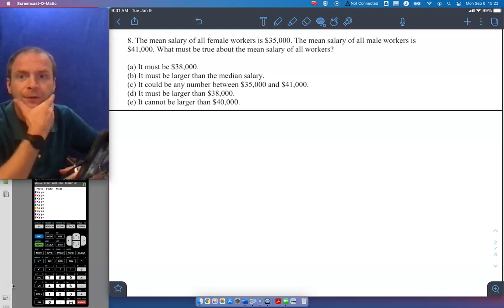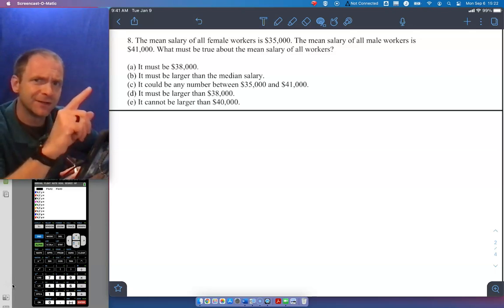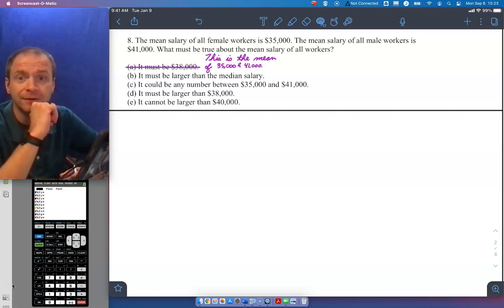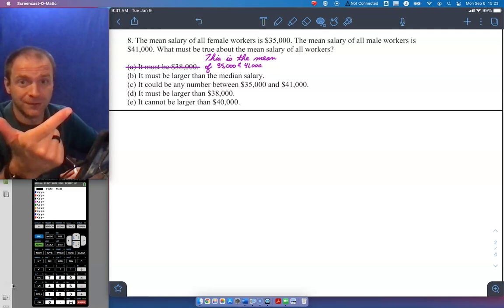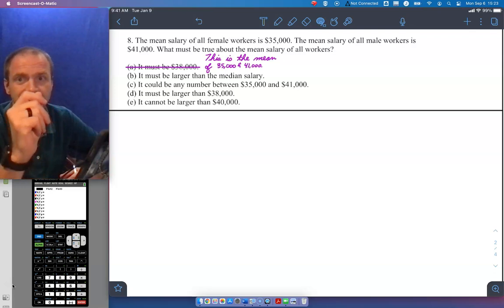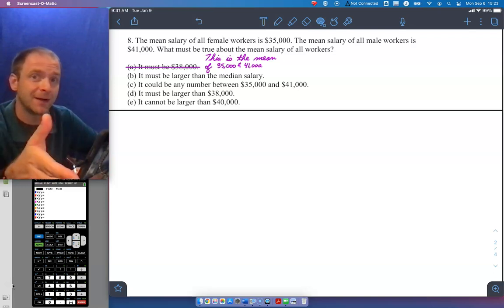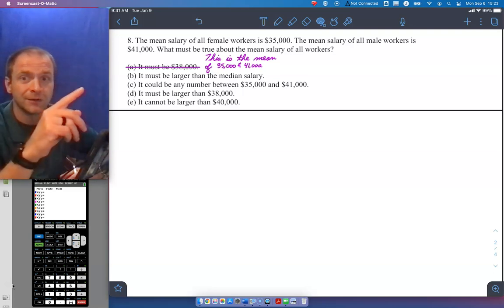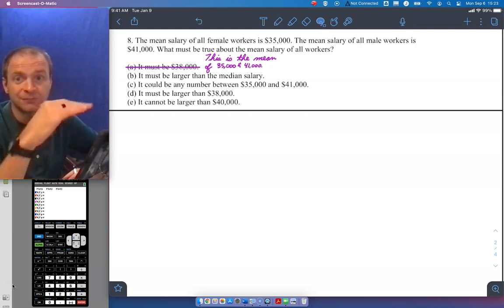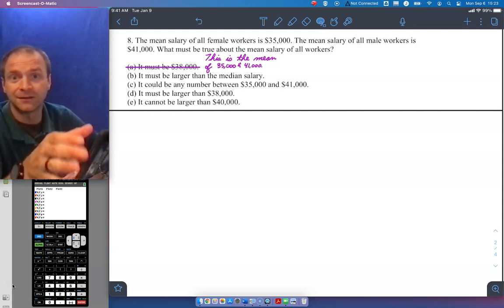It must be 38,000. Now here's what is interesting about this one. This one you could consider to be a trick. If you take the mean of 35 and 41, you're going to get 38. So this one is the average of 35,000 and 41,000. That's not what the problem's asking. It's asking, okay, of all the female workers, of all the male workers. We don't know if you have the same amount of female and the same amount of male. So A is the trick answer. If you just take those two numbers, add them, divide by 2, you're going to get A, which is actually wrong. So you need to be careful, make sure you read the problem.